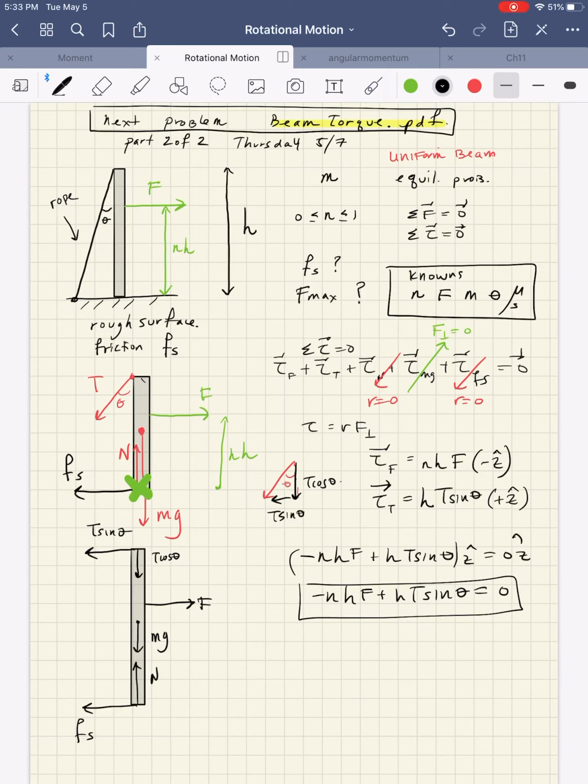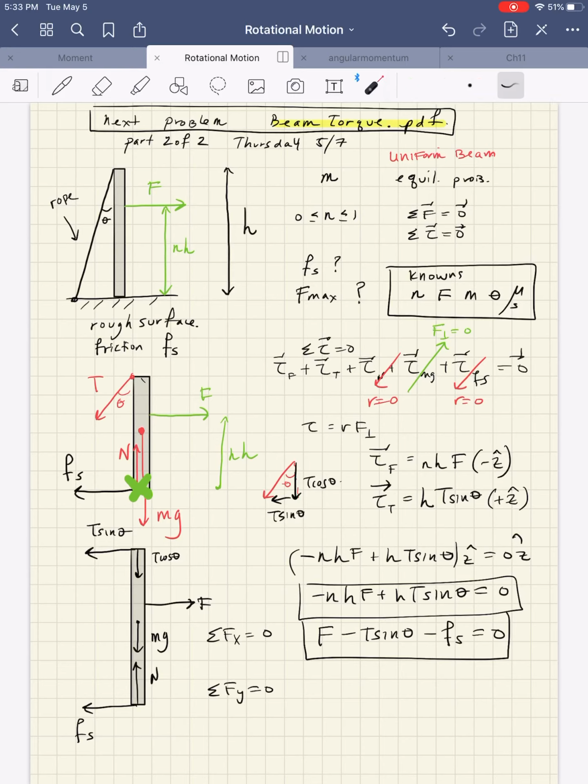That leaves sum of forces in the x and the y. Well, in the x, I have one positive F and two negative forces, F sub s and T sine theta. So from sum of forces in the x equaling 0, I'm going to have F minus T sine theta minus F sub s equals 0. Second equation. From sum of forces in the y, I just have three: T cos theta, mg, and normal. Normal is positive, and mg and T cos theta are both negative. Third equation.